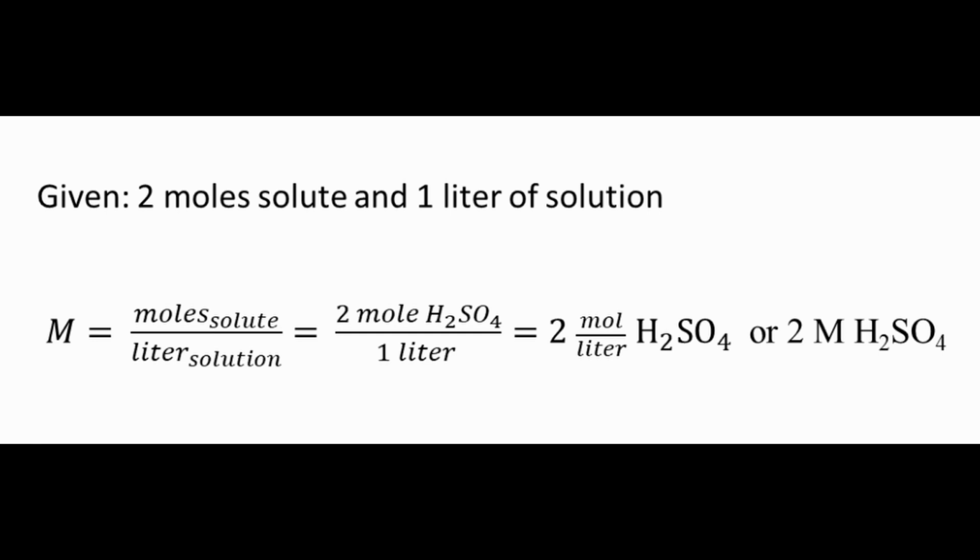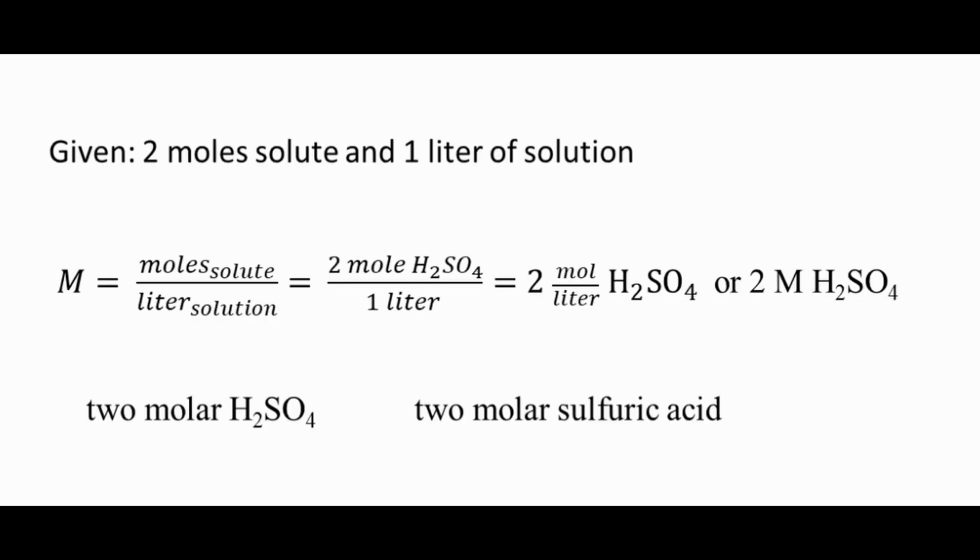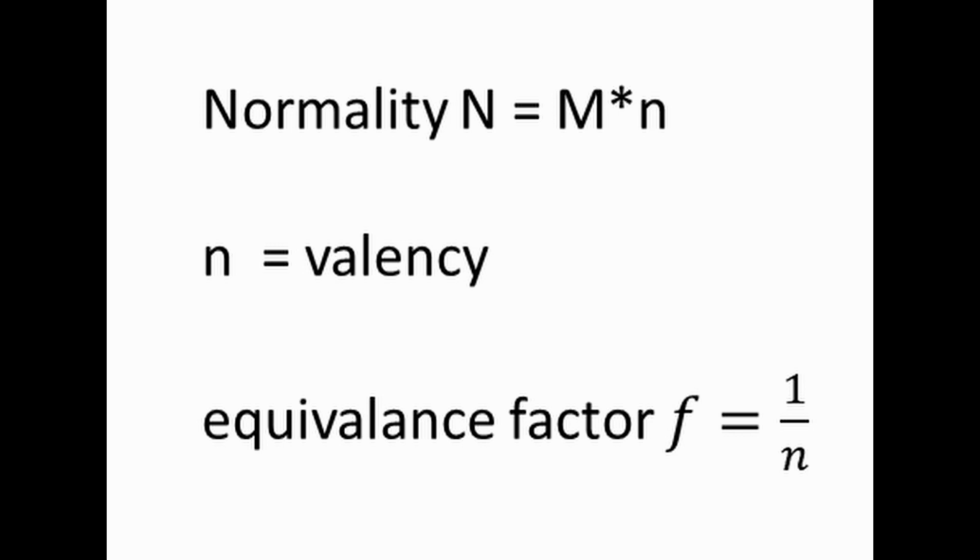So, we have a sulfuric acid solution with a molarity of 2. The notation 2M H2SO4 can be read as 2 molar H2SO4, or 2 molar sulfuric acid. This molarity can be used to calculate the normality of the sulfuric acid solution. The normality equation requires the valency or the equivalence factor of the solute. The equivalence factor is just 1 divided by the valency.